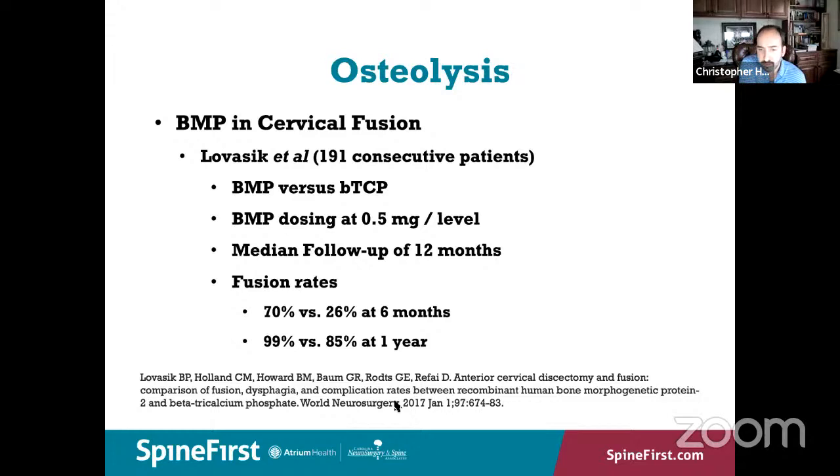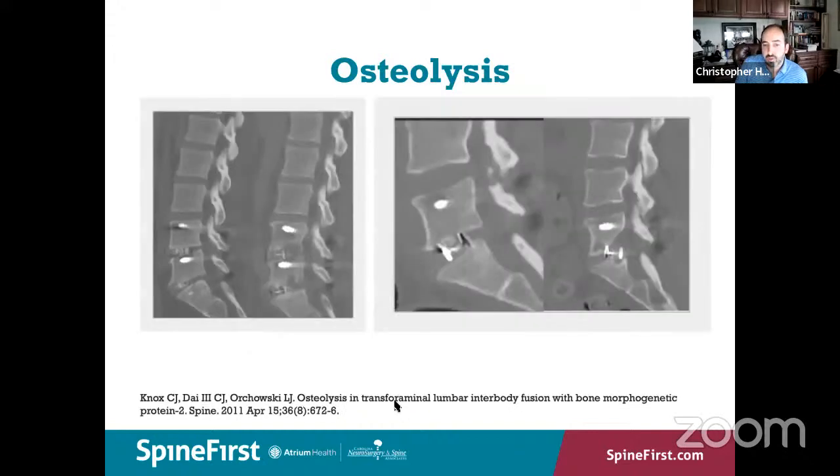And we had demonstrated really statistically superior fusion rates with BMP, 70% at 6 months and 99% at 1 year, and did not see end plate resorption or subsidence or osteolysis. So certainly when we look at it in the lumbar spine, there are a number of, again, small studies or case reports looking at this process.